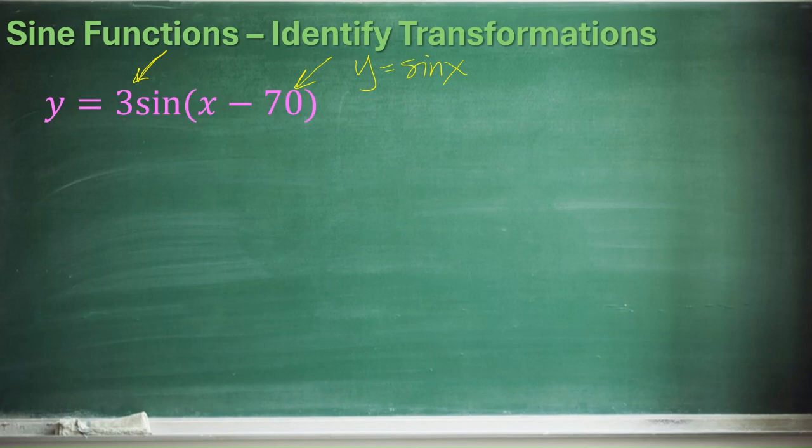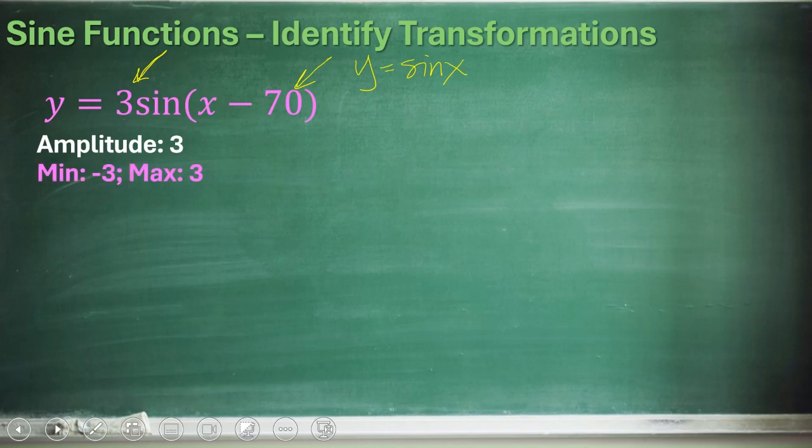So let's start with the 3. The 3 represents our amplitude. So we would say that this function has an amplitude of 3. An amplitude is a vertical stretch. That means that our maximum, which is normally 1, and our minimum, which is normally -1, grows by 3 times. So our new minimum is -3 and our new maximum is +3. Our graph has been stretched such that it's taller.